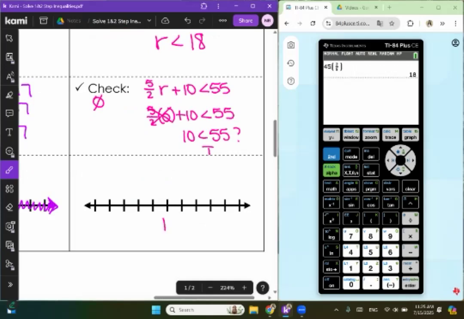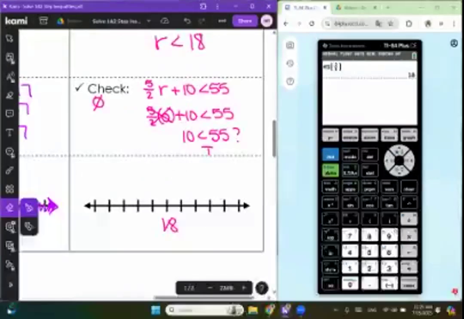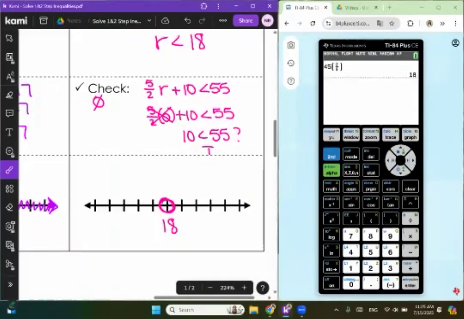So we put 18 on our number line. Are we going to shade it? Are we going to fill in the bubble? Yes or no? In this case, we do not fill in the bubble. So we leave an open circle. This time it is pointing to the left. So we shade this way. You can highlight for your shading, or you can just do it the way I did it. Okay. All right, moving on.